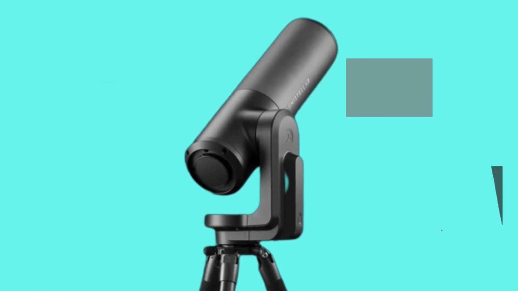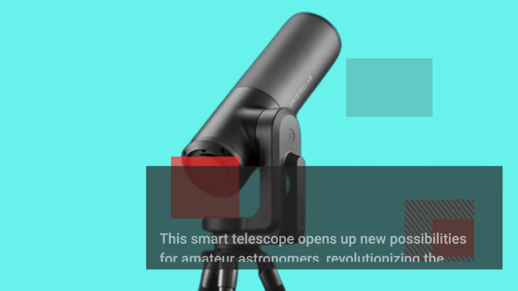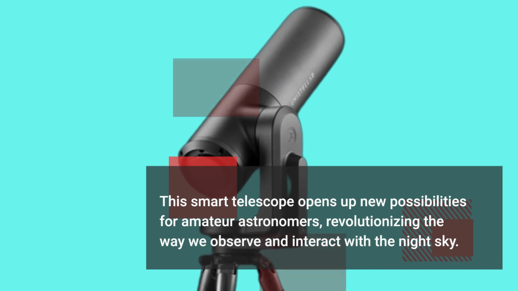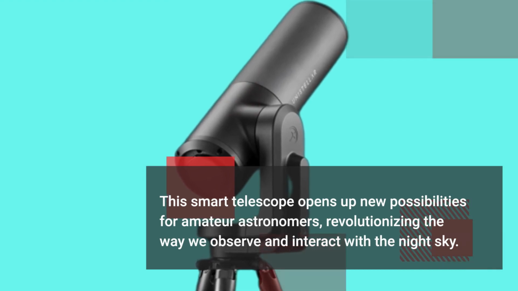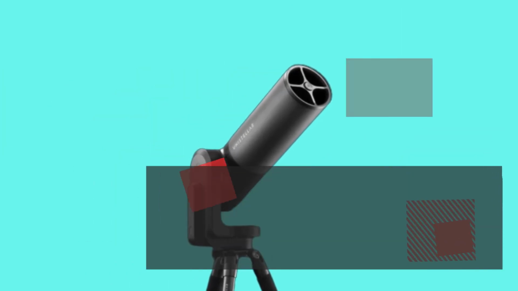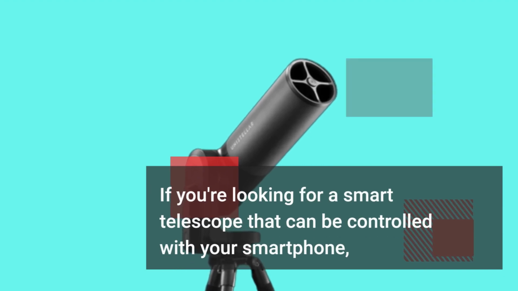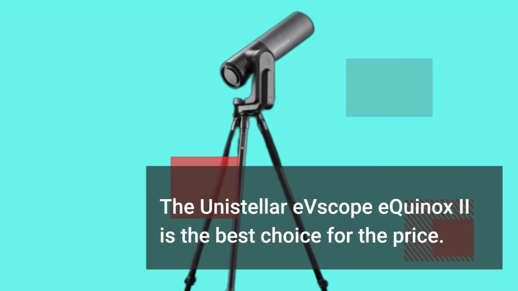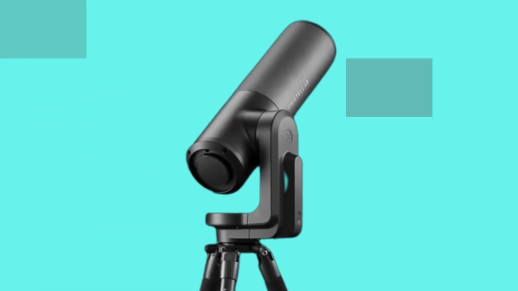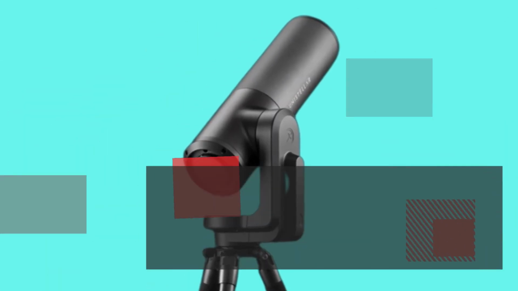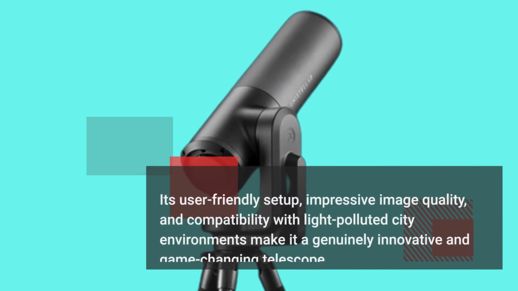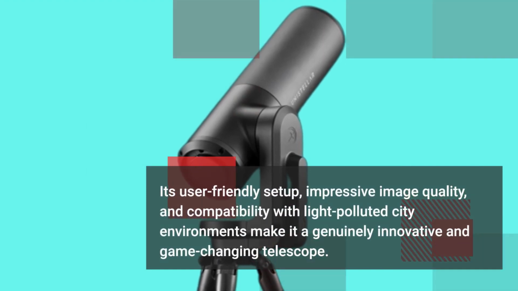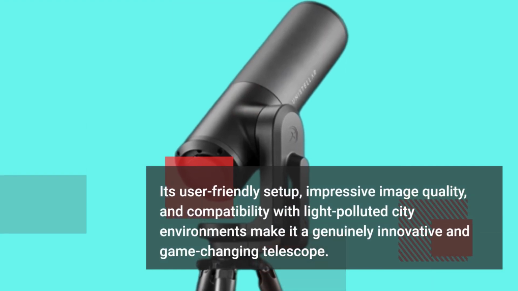This smart telescope opens up new possibilities for amateur astronomers, revolutionizing the way we observe and interact with the night sky. If you're looking for a smart telescope that can be controlled with your smartphone, the Unistellar eVscope eQuinox 2 is the best choice for the price. Its user-friendly setup, impressive image quality, and compatibility with light-polluted city environments make it a genuinely innovative and game-changing telescope.